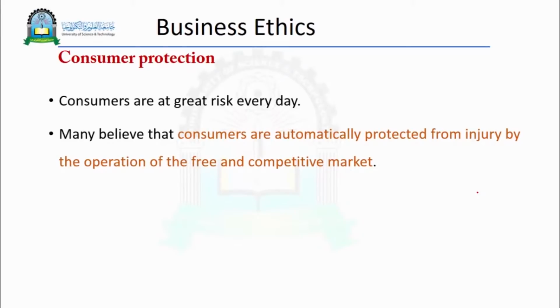In that sense, many believe that consumers are automatically protected from injury because they are part of the free market mechanism, or by the operation of the free and competitive market, which means that in perfectly competitive free markets, we have different alternatives in the market. So if customers find that a product is not safe, they should go to a better choice. That is why we say utility maximizer. But actually, this is not always right in reality.